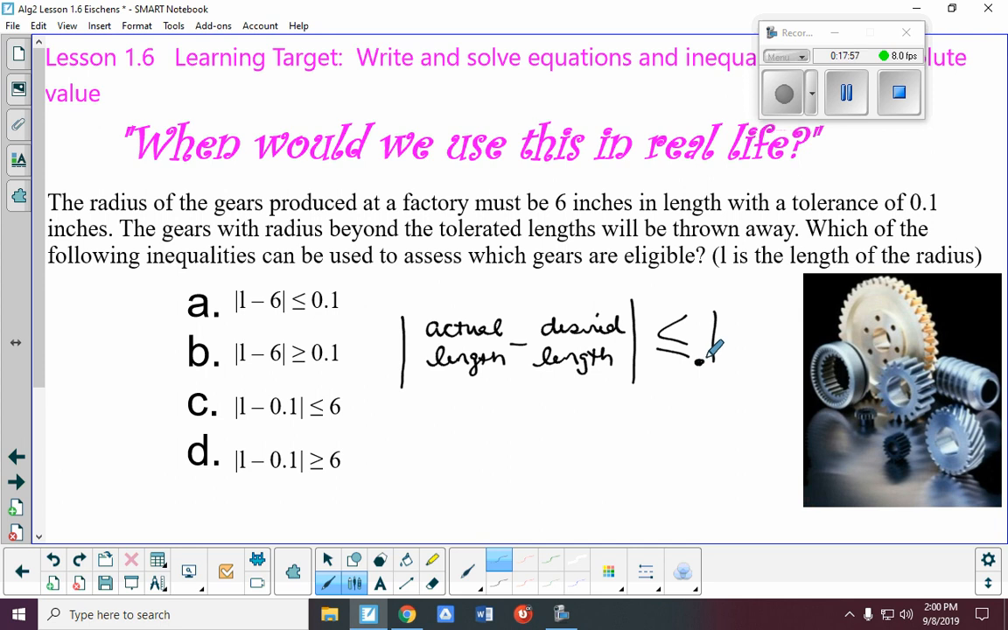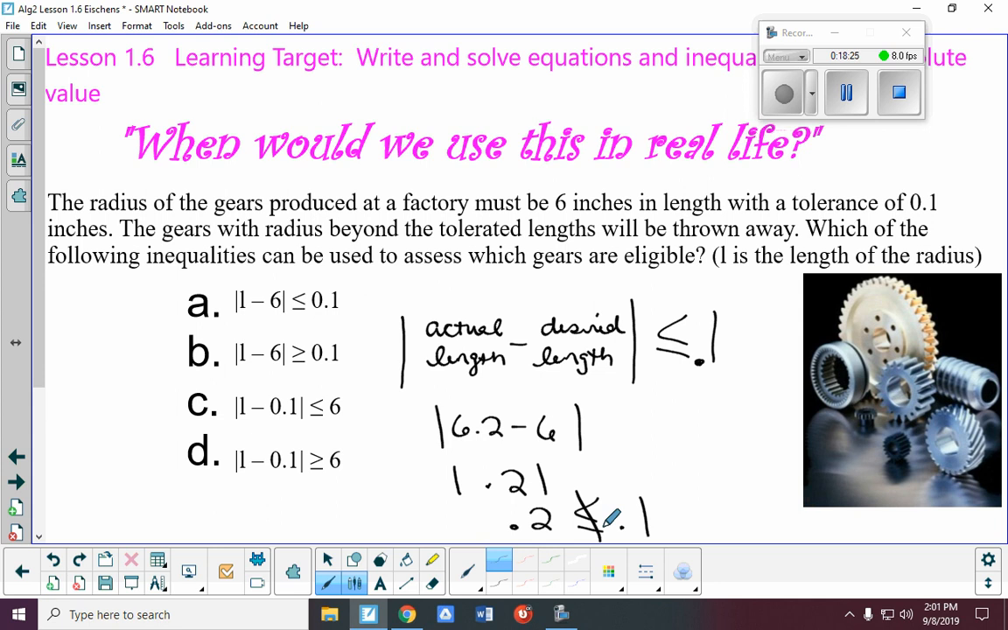So for example, let's say that you were looking at one and it was 6.2 inches when you measured it. So if you pop that in the formula to see if it would work, 6.2 minus what we want it to be, which is 6, that gives you 0.2 or 2/10. And that is not less than 0.1, it's greater than. So that one would not work. You would have to throw that one away.